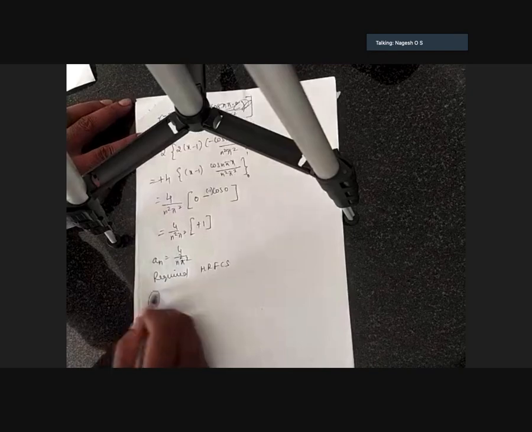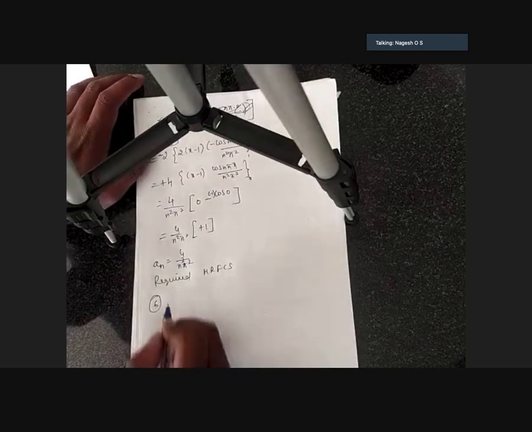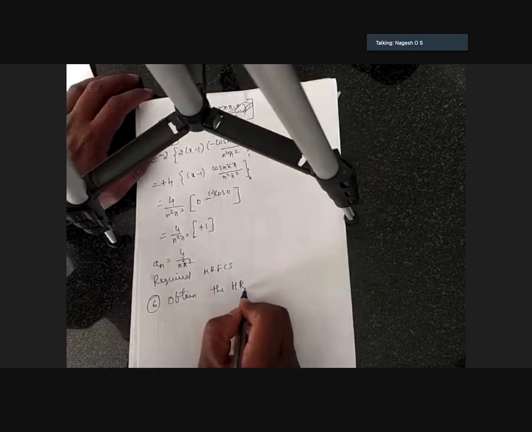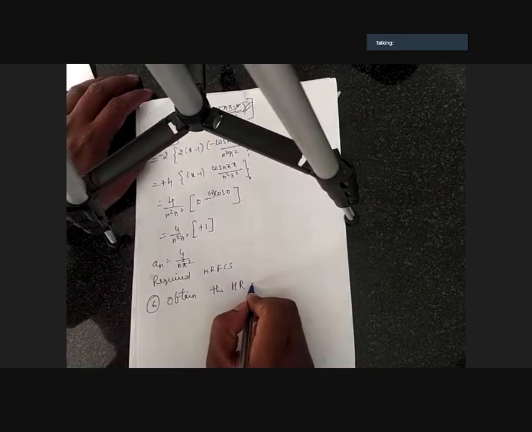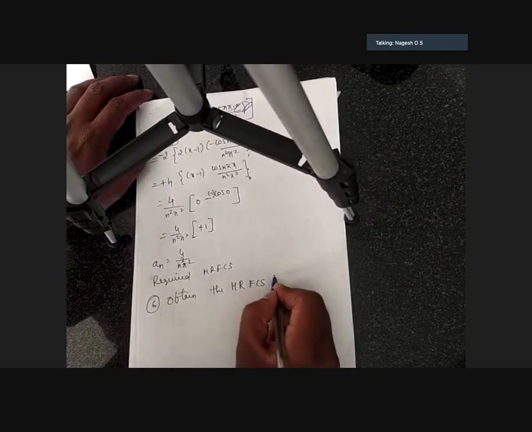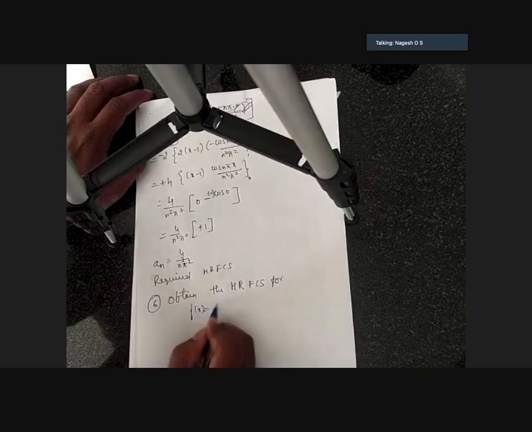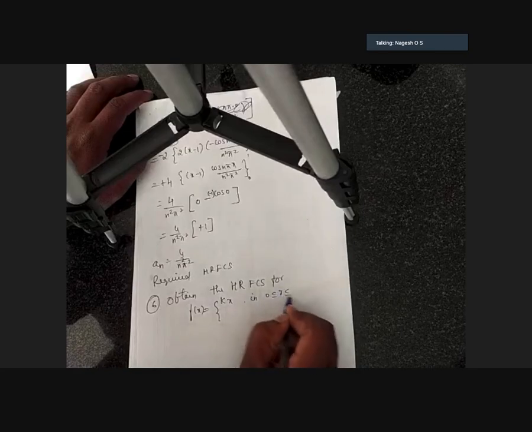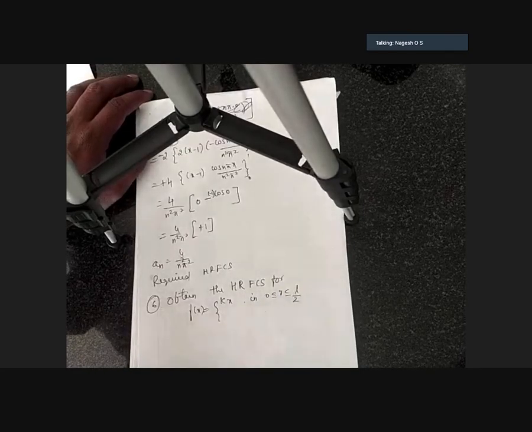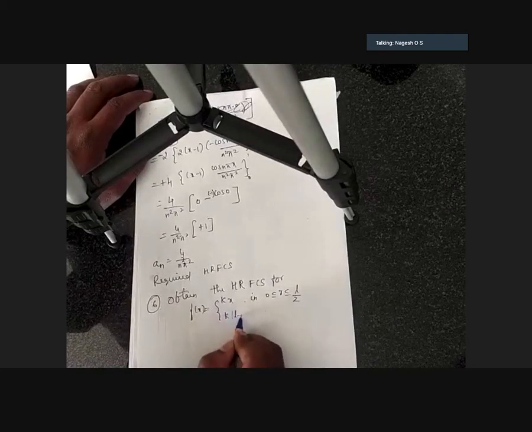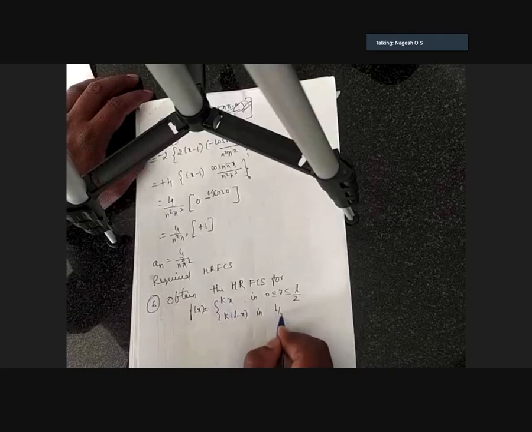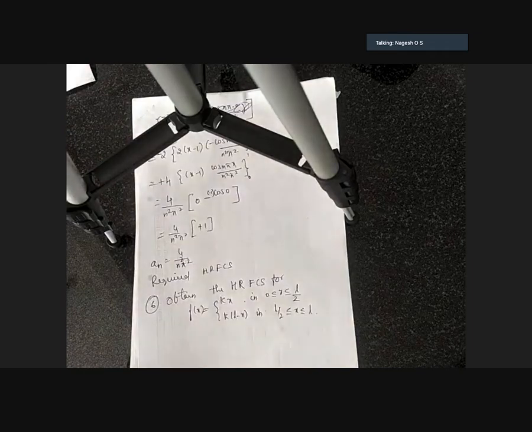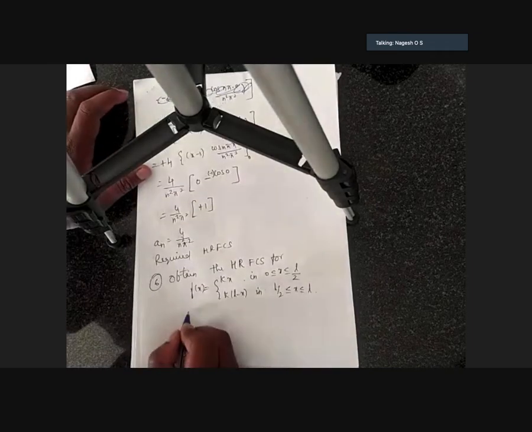So I will give one problem. It is there in your notes also. Obtain the half range Fourier cosine series for f of x equal to kx in 0 less than x less than or equal to L by 2, and k into L minus x in L by 2 less than or equal to x less than or equal to L. Find out this.